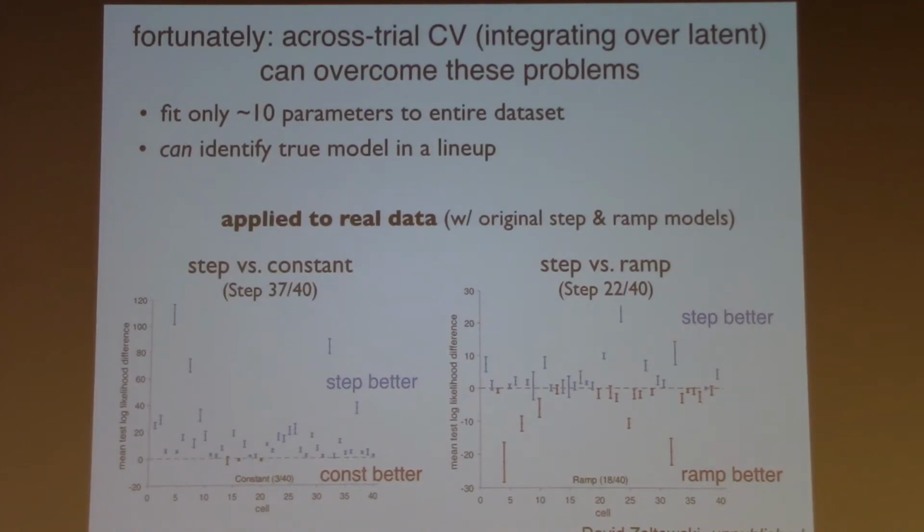Here's some recent results from David Zoltowski showing that if we use cross-validation on, this is the Meister data set, we compare a constant per trial to a model with a step. We get that every one of these cells except 3 is better explained by a stepping model, and the step is better than the ramping model by 22 out of 40 are better explained by the stepping model.